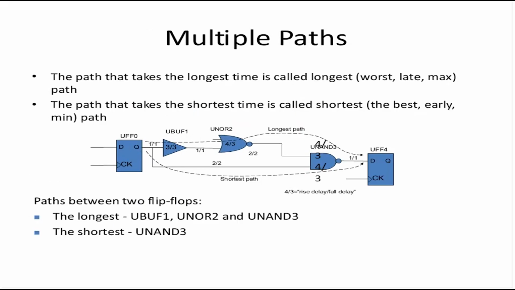Now there are multiple paths in a complex design. Let's consider a flop to flop path like this. A flop to flop path like this might have multiple timing paths. The path that takes the longest is called the worst, late, or max path, because that is critical for setup. So for example, here this dotted path is the worst path. It is the longest path. The longest path is used for setup calculation, for the setup check. The min path, the shortest path, is used for the hold timing check.